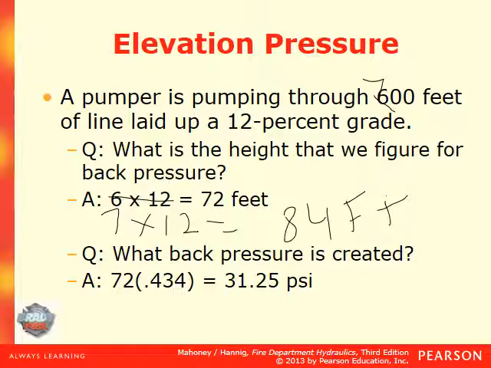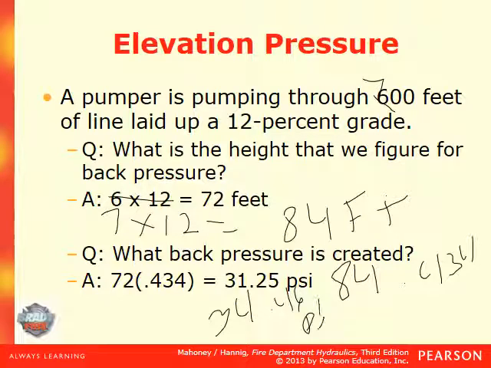And then we know that back pressure is 0.434 per foot. So that's a very simple 84 times 0.434. Don't forget your decimal, right? So 84 times 0.434 equals 36.45, or 36.46 if you round, pounds per square inch.